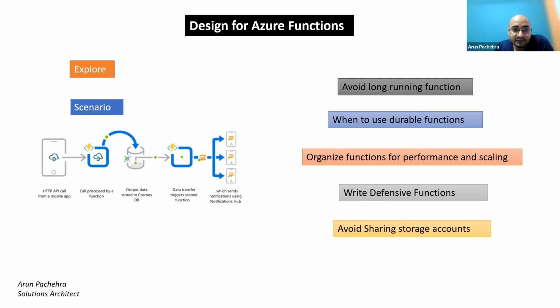Okay, then when you create a function app, you must associate it with a storage account. To maximize performance, use a separate storage account for each function app. This is important if your function generates a high volume of storage transactions. So avoid sharing storage accounts. These are the design considerations that we keep in our mind.